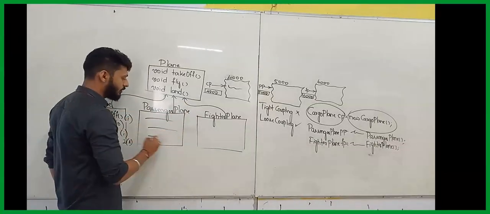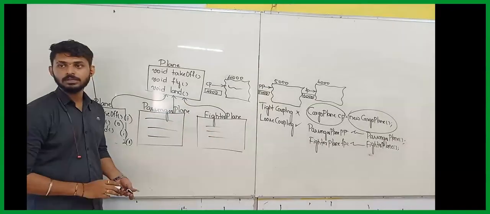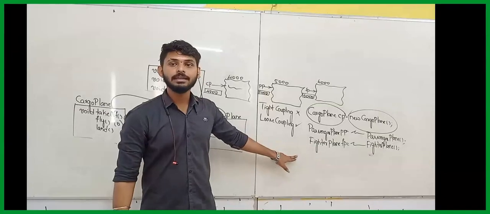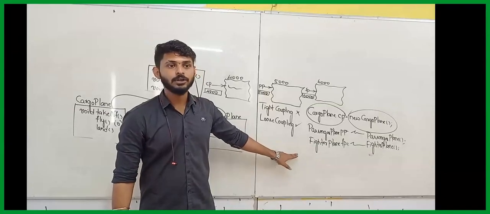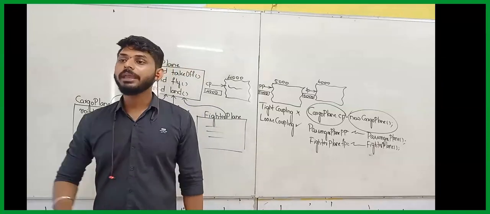1, 2, 3. This much is only there, which means I have written this much. This is what we call tight coupling. Now, how to make it loose coupling, sir?